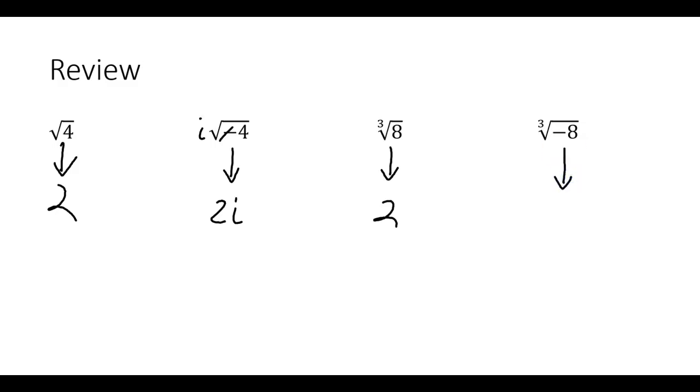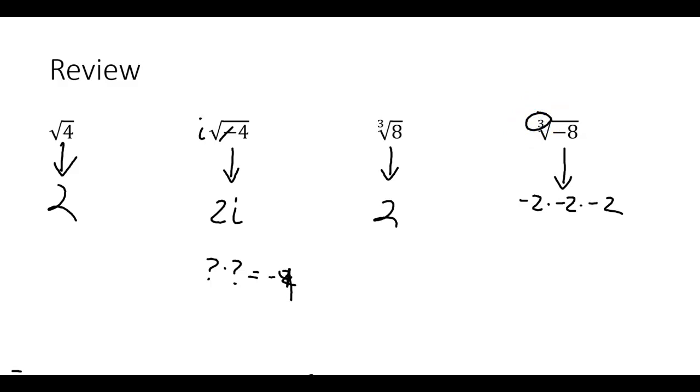You'd be tempted to say 2i, but this one actually has an answer. Let me show you. Don't you guys agree that -2 times -2 times -2 makes -8? So with cube roots, it's not imaginary. You can actually get an answer that works for that. Over here, there is nothing you can multiply by itself to get -4. That's not possible. Over here, though, you can get a -8 if you're doing it 3 times.